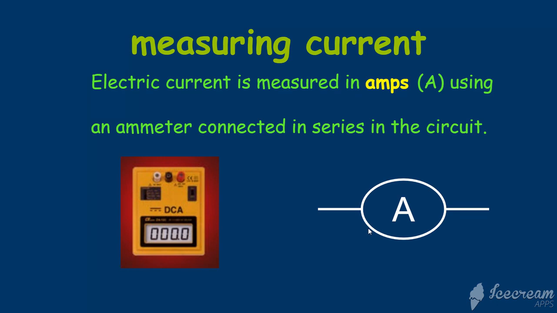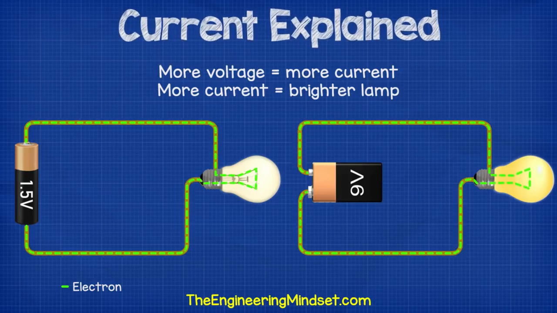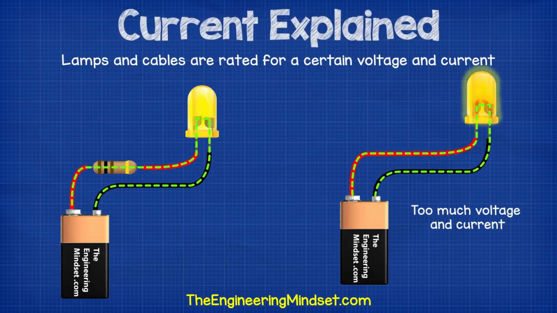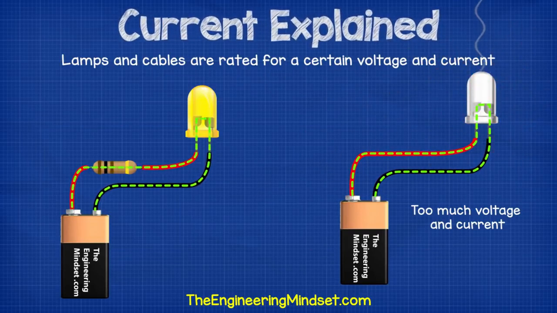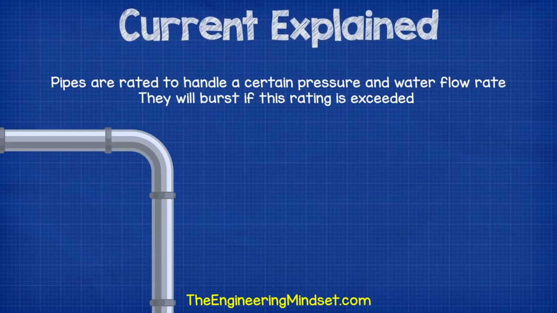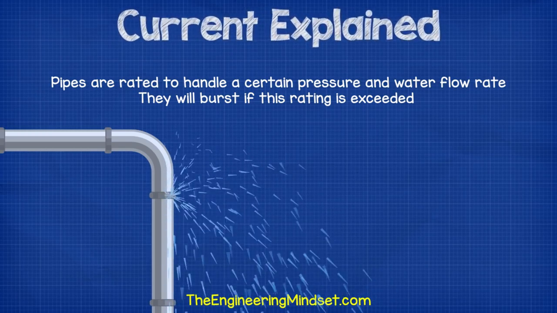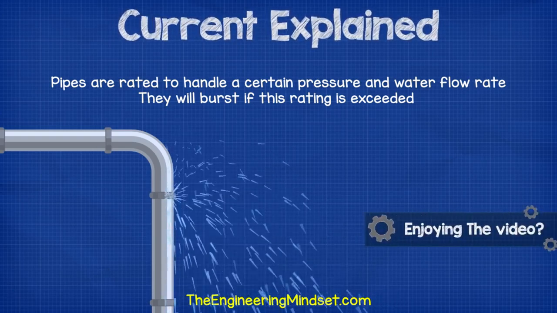We are going to learn how to measure different properties of electricity in the circuit. We are going to start with measuring current. So here you can see how the 9-volt battery is stronger than the 1.5 volts battery, so the light is brighter. However, the cable and lamps can only handle a certain amount of electrons passing through it, just like a pipe is rated to handle a certain amount of water passing through it or a certain pressure.